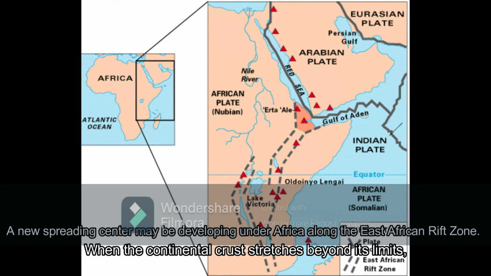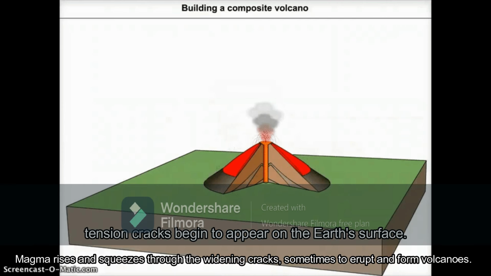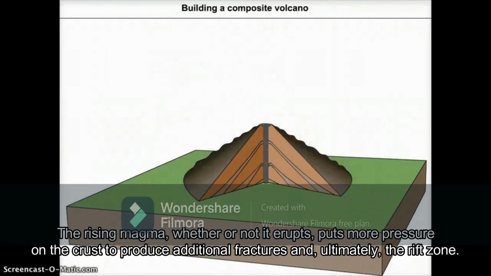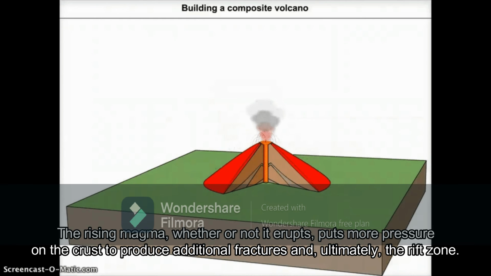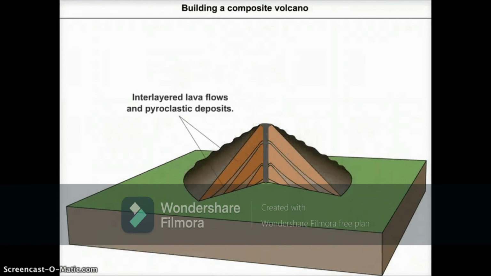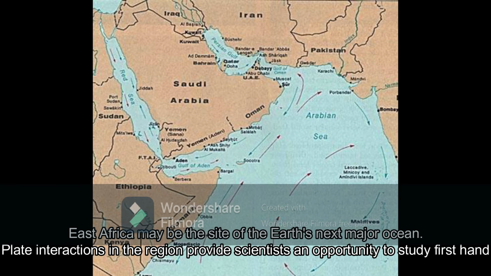When the continental crust stretches beyond its limits, tension cracks begin to appear on the Earth's surface. Magma rises and squeezes through the widening cracks, sometimes to erupt and form volcanoes. The rising magma, whether or not it erupts, puts more pressure on the crust to produce additional fractures and ultimately the rift zone. East Africa may be the site of the Earth's next major ocean.